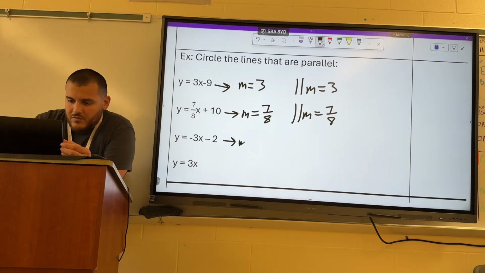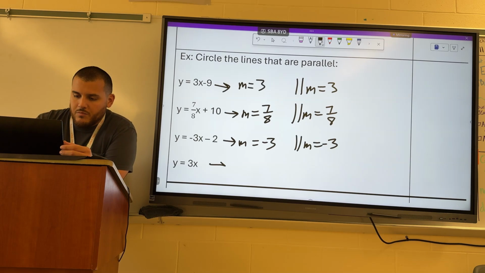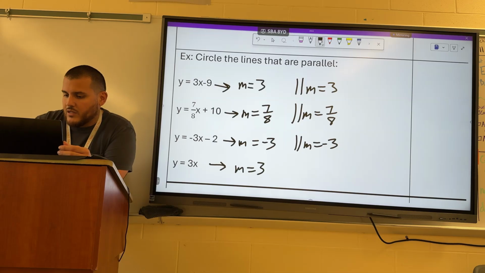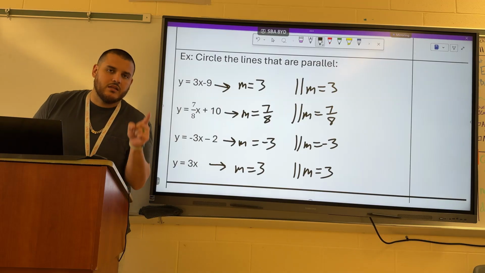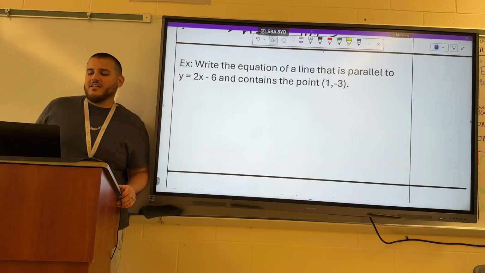And so on. The slope of this line is negative 3, so a line parallel to it will also have a slope of negative 3. The slope of this line is positive 3, so a line that's parallel to it will have the same slope of positive 3. Parallel lines have the same slope. So let's put our information together now.